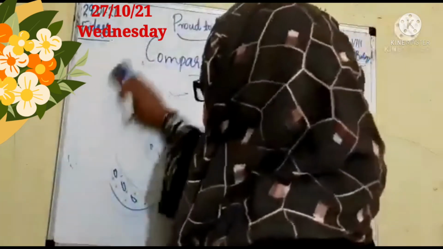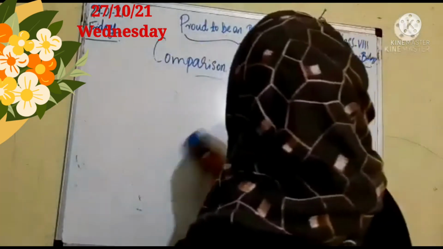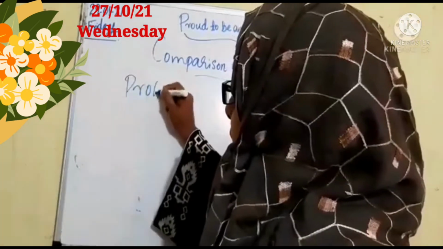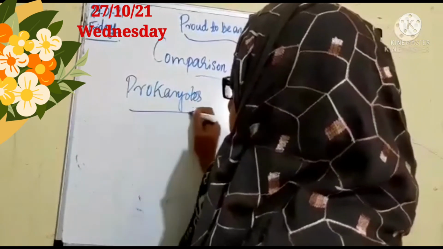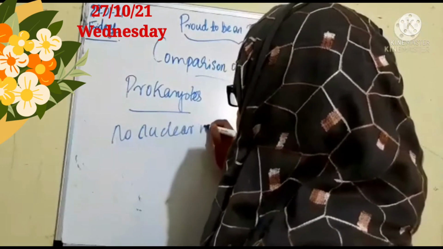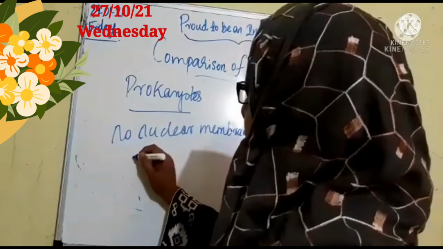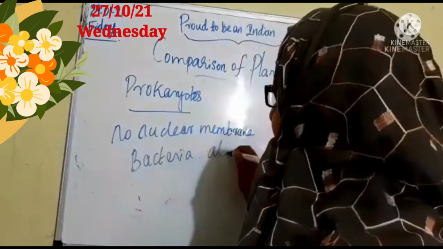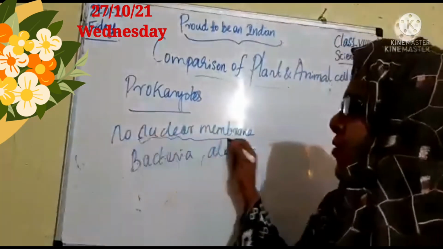The word is a little difficult, but you should learn it, because it will come for exam. Very important word. Prokaryotes means the cells that have no nuclear membrane. That we call prokaryotes. Examples we can say are bacteria and algae. These are the main examples of prokaryotes. They don't have nuclear membrane.